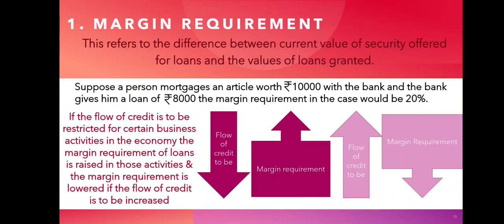loan granted. Suppose a person mortgages an article or keeps a security worth 1 lakh with the bank, and the bank gives him a loan of 80,000. The margin requirement in this case would be 20%.